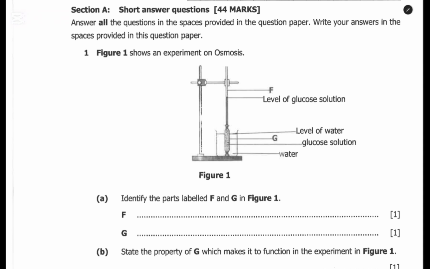All right. So the first question is: identify the parts labeled F and G. So in the setup for osmosis here, F is called the capillary tube. That is F. Then of course G is the whisking tubing, and the whisking tubing acts as a selectively permeable membrane, one of the conditions that are needed for osmosis to take place. So whisking tubing acts as the selectively permeable membrane across which the water molecules are diffused.